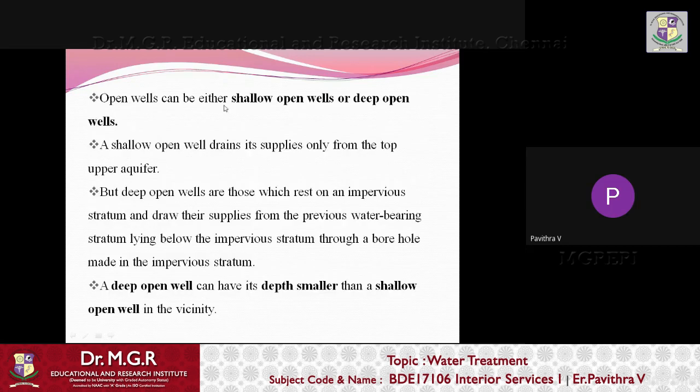Open wells can be either shallow open wells or deep open wells. A shallow open well draws its supplies only from the top of the upper aquifer, but a deep open well rests on the impervious stratum and draws its supplies from the pervious water-bearing stratum lying below the impervious stratum through a borewell made in the impervious stratum. I will just show a diagram so that you can understand what I am saying.